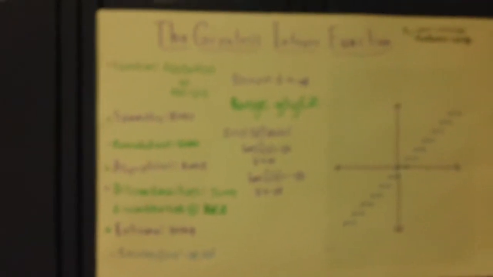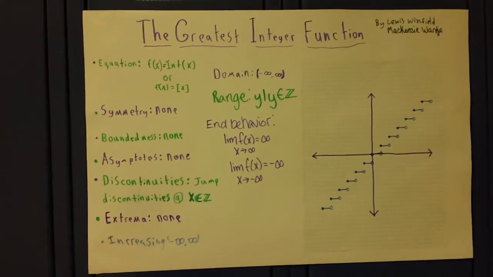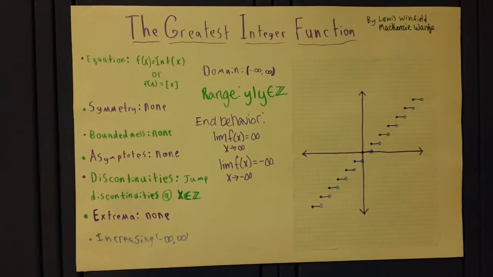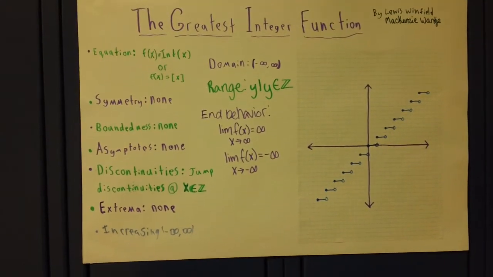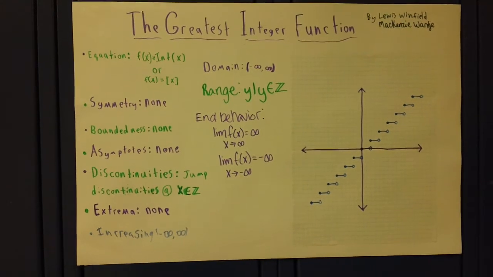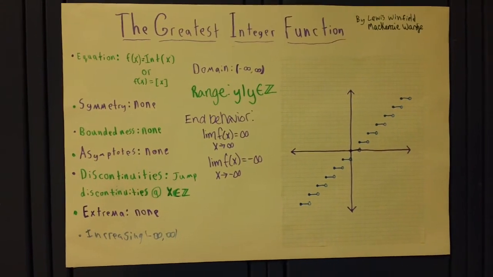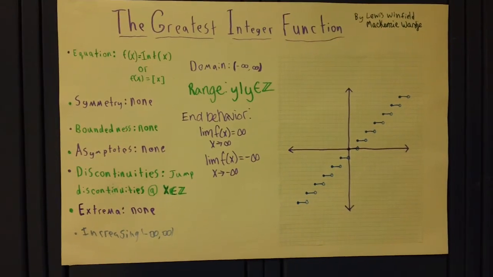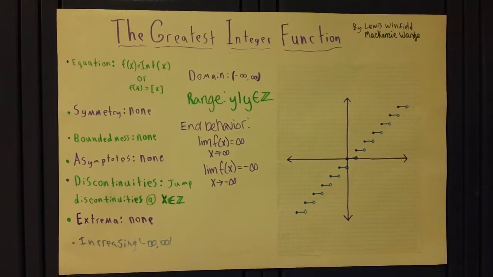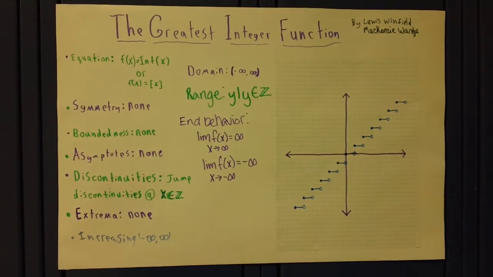The greatest integer function. The equation is f of x is equal to integer of x, and we can also write f of x with brackets with x on the inside. There's no symmetry. It's not bounded. There are no asymptotes. It has a jump discontinuity at all integers. There are no extrema. It's increasing from negative infinity to infinity.